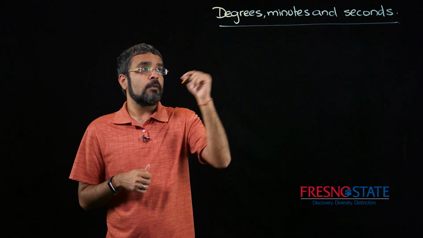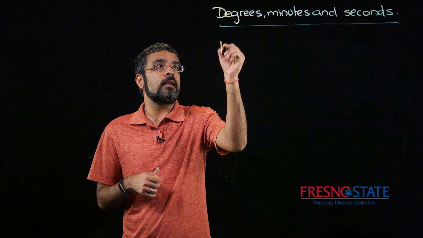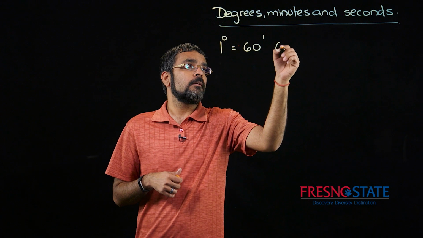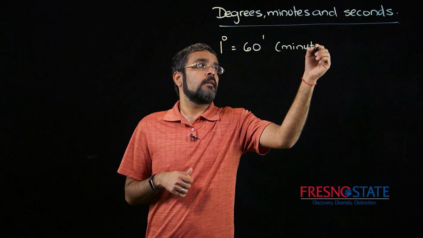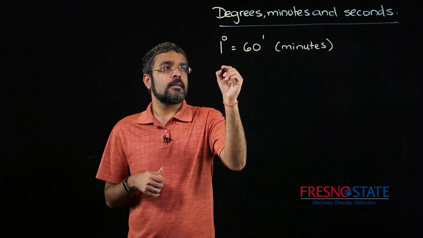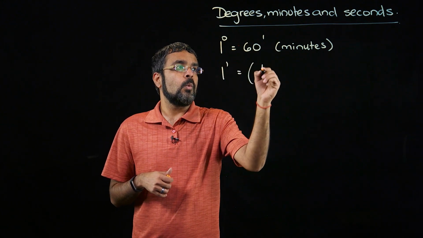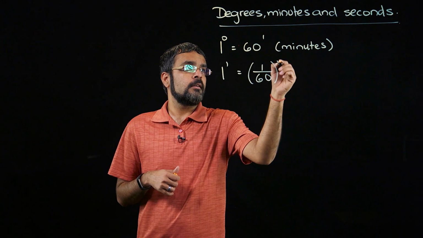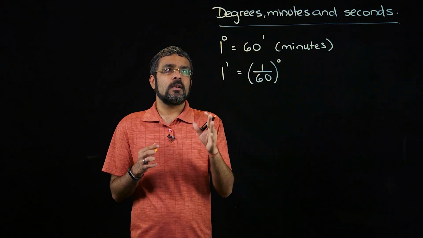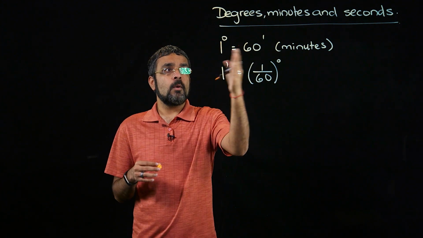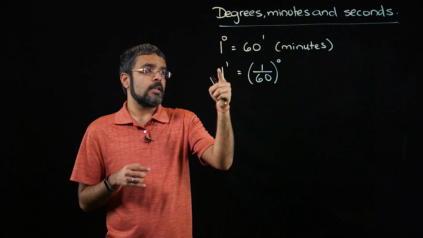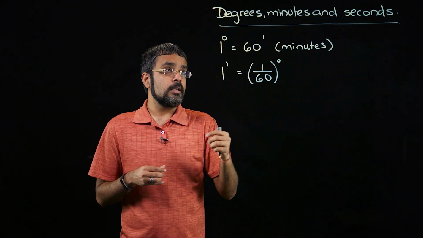One of the most important conversions here is 1 degree equals 60 minutes. And so obviously 1 minute is going to be 1 over 60 degrees. You can think about 1 degree as being like an hour. So an hour equals 60 minutes, so I have 1 degree equals 60 minutes, and so 1 minute is going to be 1 over 60 degrees.